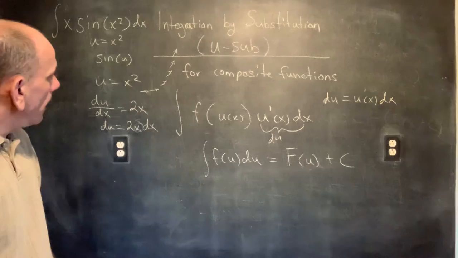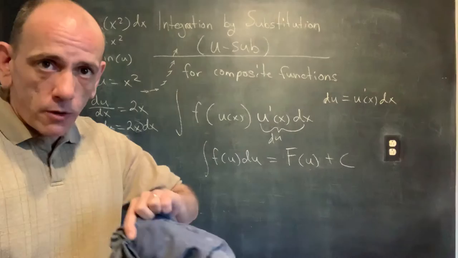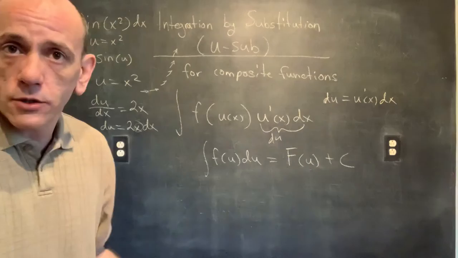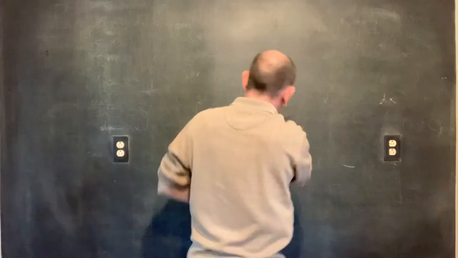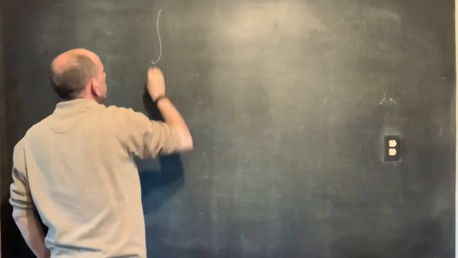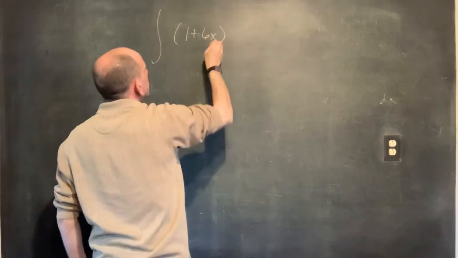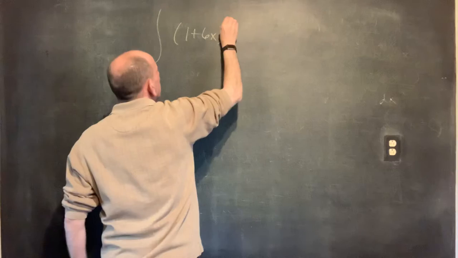All right. So, that's the pattern that we're looking for. It's very important that we have that du in there, that link between our two dimensions. And let's just look at some examples and see how it goes. That was sort of one there, but let's try, I don't know, I'm just going to steal some here. Let's try the integral of (1 plus 6x) to the fifth power times 6 dx.